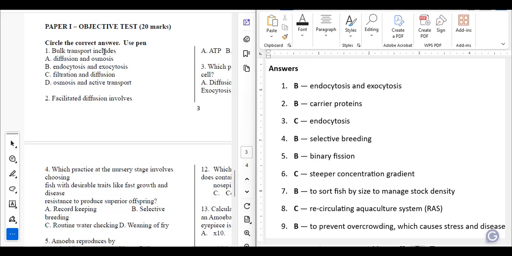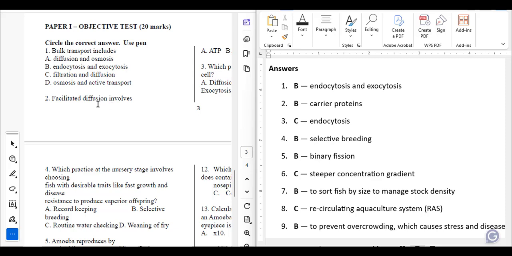bulk transport includes: diffusion and osmosis, endocytosis and exocytosis, filtration and diffusion, osmosis and active transport. Alright, so the answer is endocytosis and exocytosis. These are some examples of bulk transport.